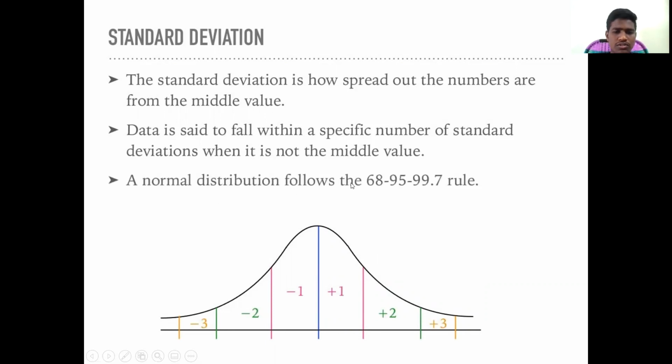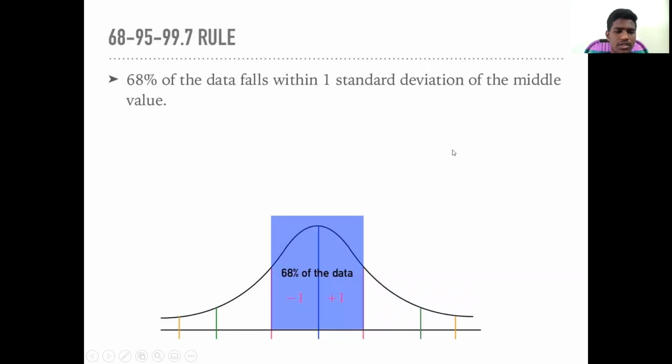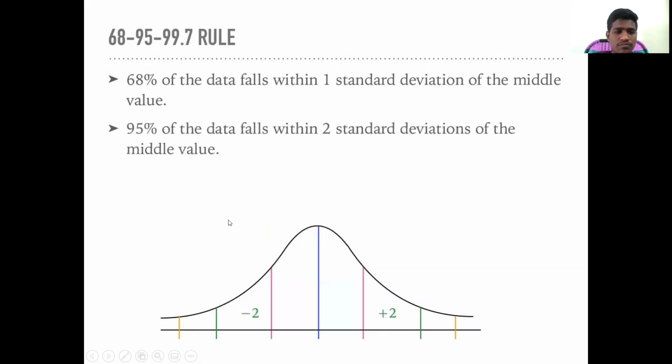A normal distribution follows the 68, 95, 99.7 rule. What does it mean? 68% of the data falls within the first standard deviation of the middle value. Here you can see between -1 and +1, in this region 68% of the data will be there. If we consider the whole area as 100, the majority of the data, 68%, will be between -1 and +1 only.